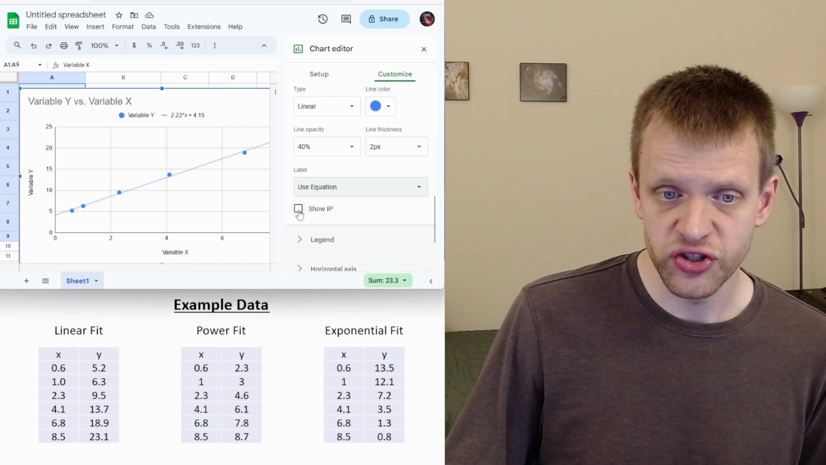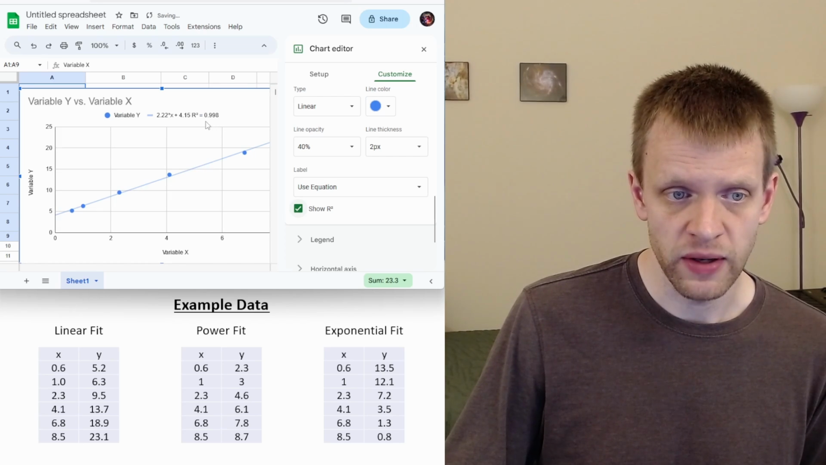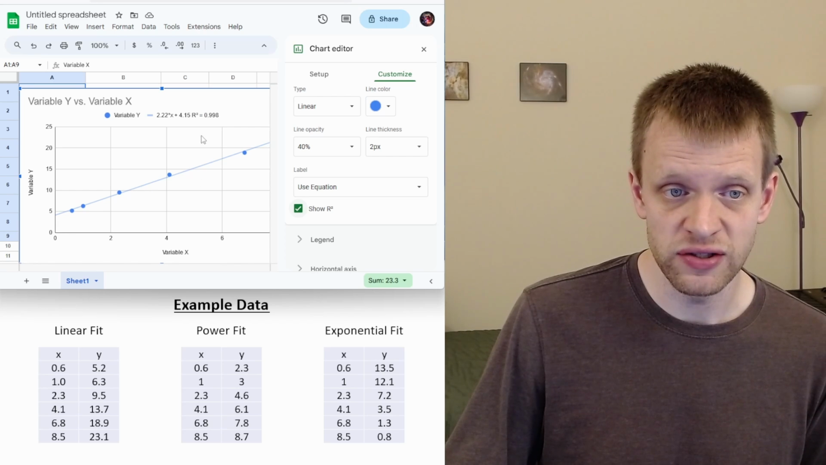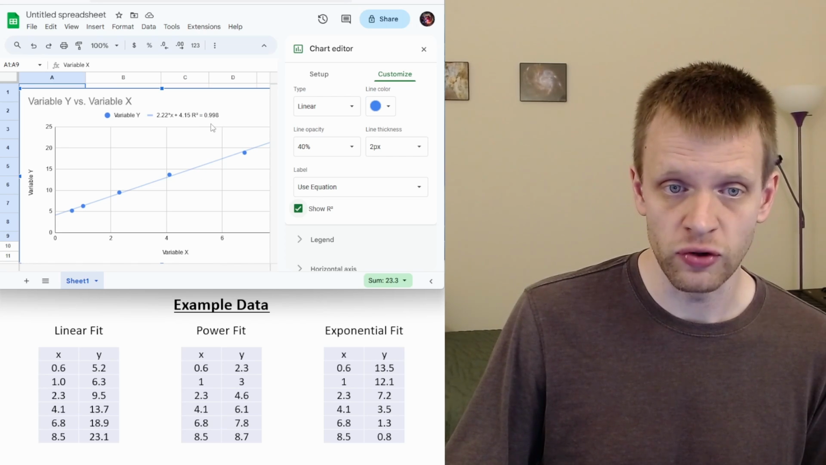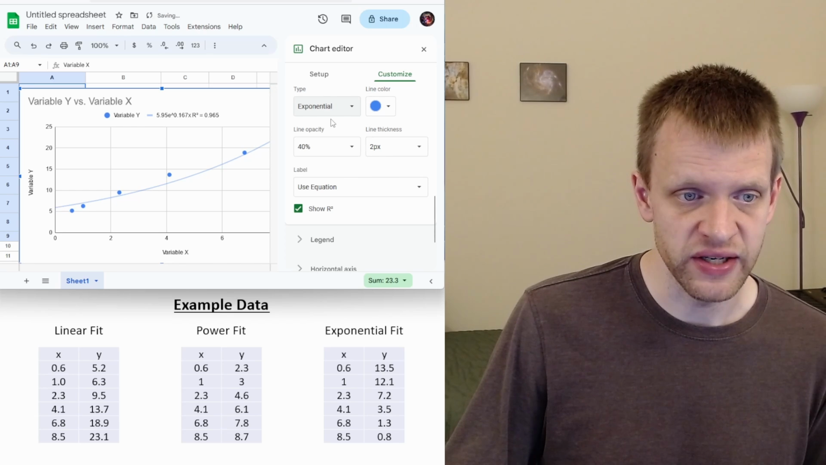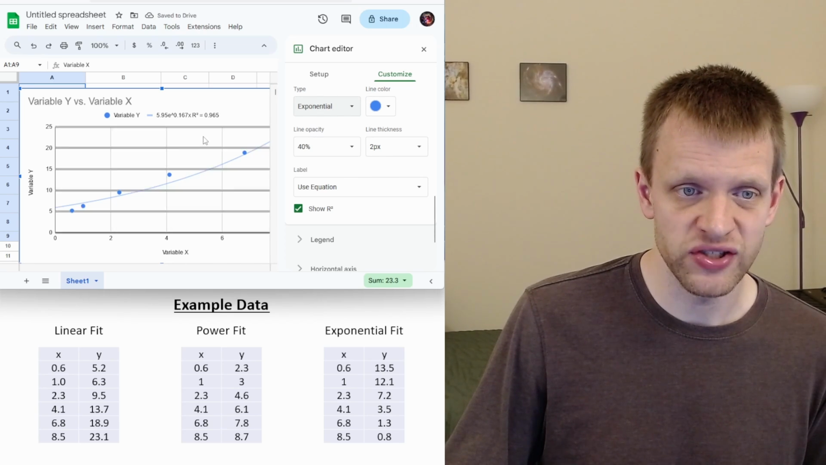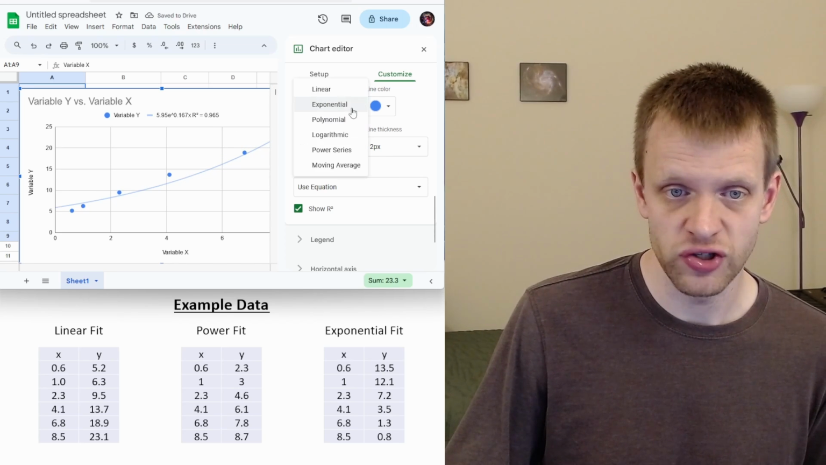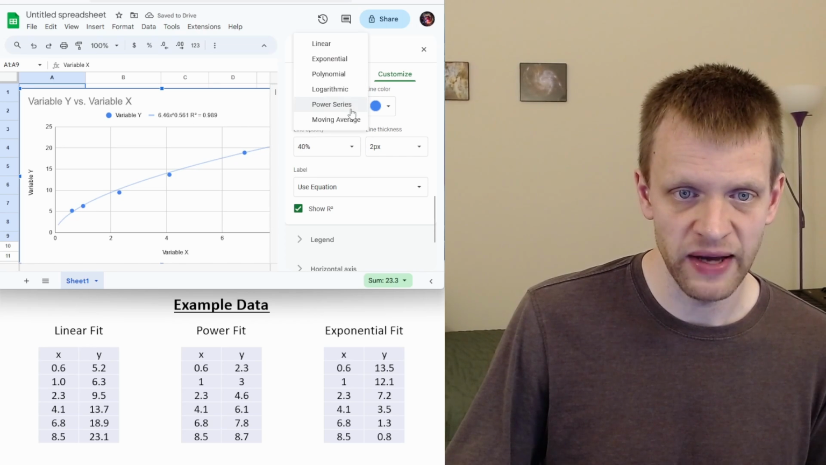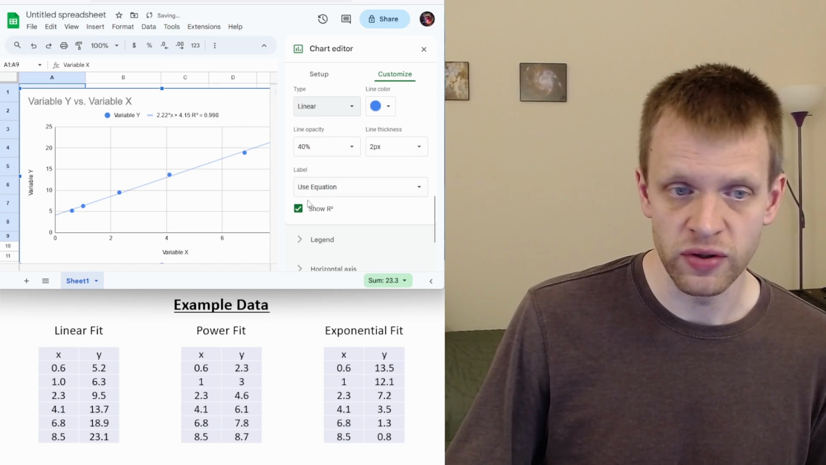We generally also want to include that r squared value. And notice that for this particular set of data, it matches up very, very nicely. So we get an r squared value very close to 1. If we were to try a different kind of graph, like let's say an exponential, doesn't fit quite as well. The r squared value isn't quite as close to 1. Same if we did a power series, again, doesn't match up quite as well. So in this one, we want the linear graph.